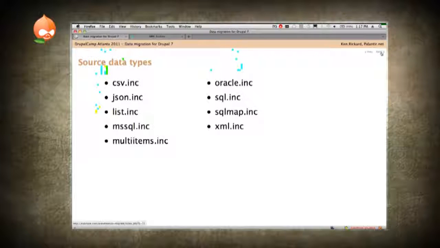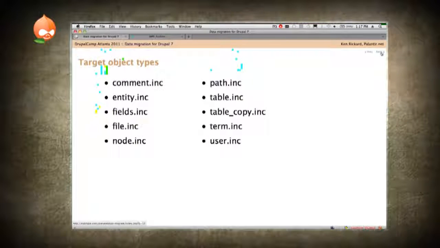But it natively understands CSV, it understands JSON. I don't know what list does, actually. But there's an MS SQL driver, there's an Oracle driver. The SQL driver itself works with Postgres and with MySQL. There's an XML driver too. That's all real nice. It also, these are what comes with it as target Drupal objects.